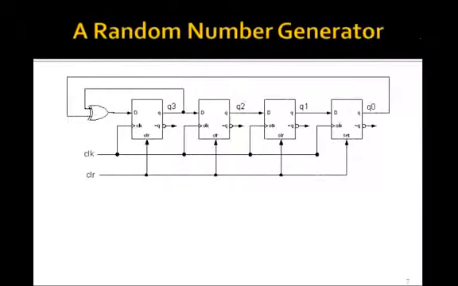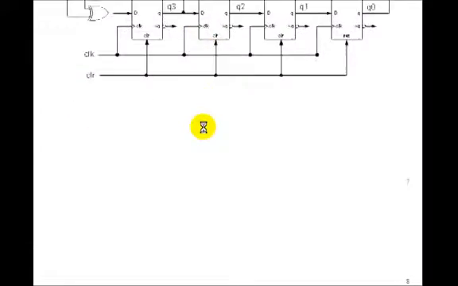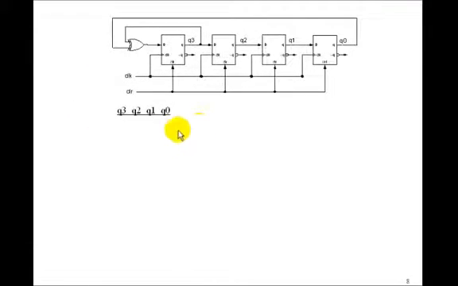Let's look at one more example. Here we have what looks like this 4-bit shift register, but now we'll take Q0 and we'll exclusive OR it with Q3. And we'll see that this produces a kind of random number generator for the 4 bits, Q3, Q2, Q1, Q0. Let's take a look at how it would work.